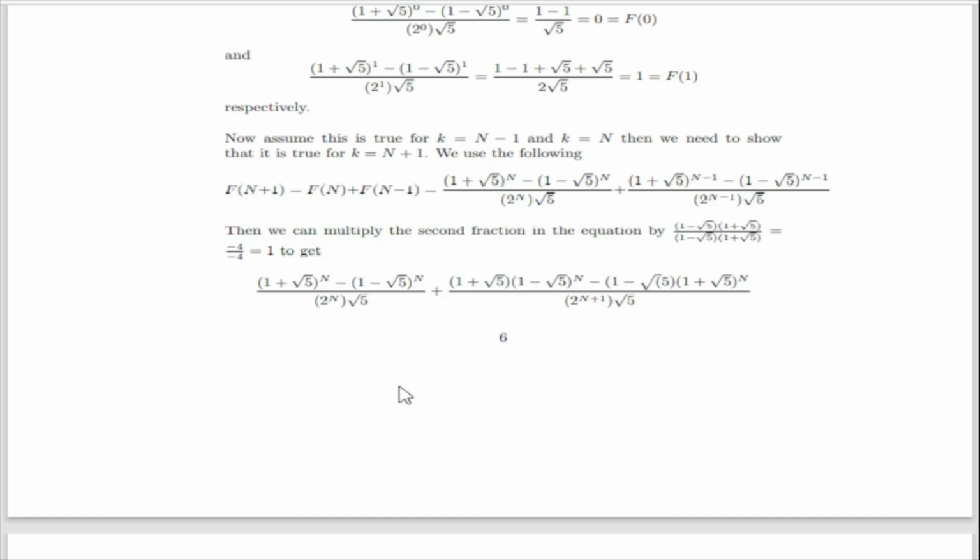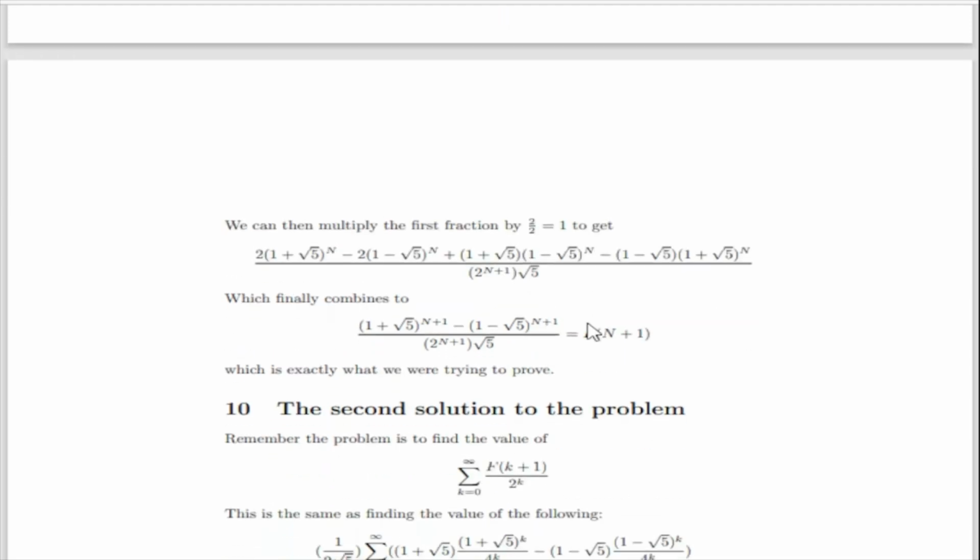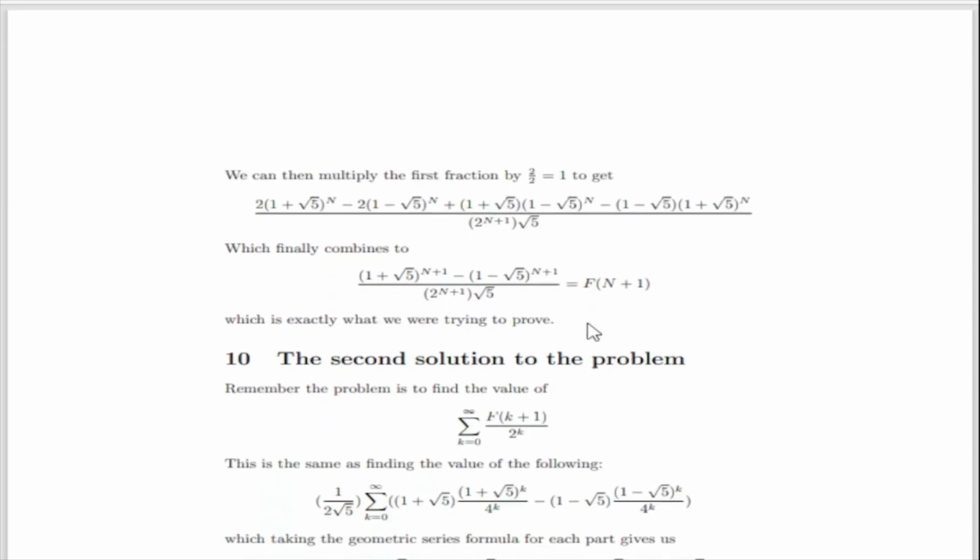So overall, this gives us something that we can reverse distribute, right? So we can multiply the first fraction by 2 over 2, which equals 1, which is why we can do it, to get the 2 to the n plus 1 in the denominator, which finally combines to, as you see there, exactly what we said the formula would be for n plus 1. So we just proved it.